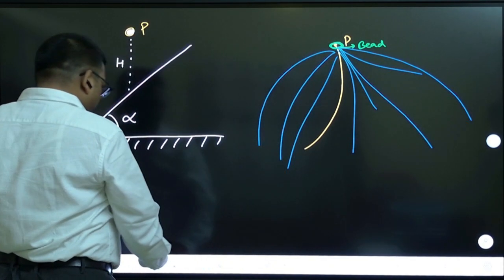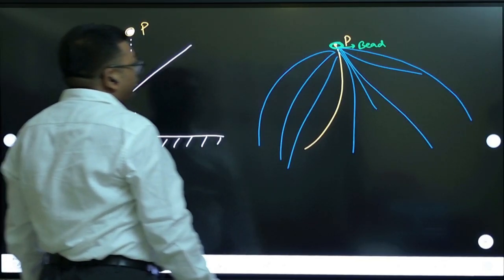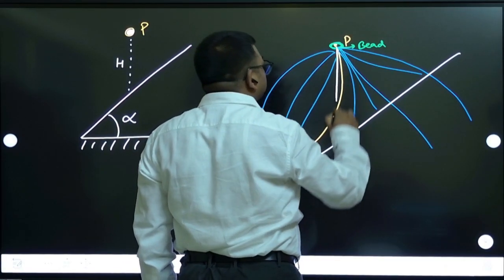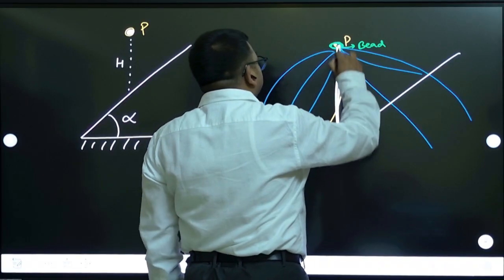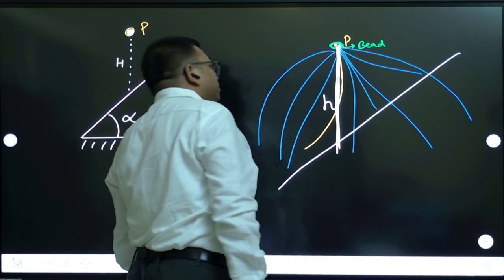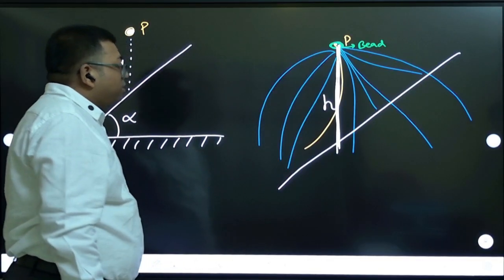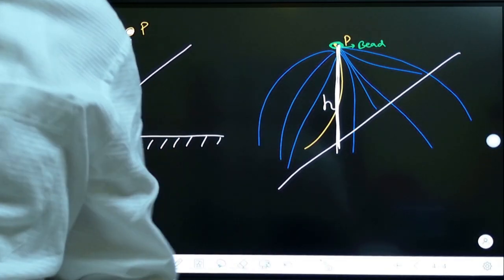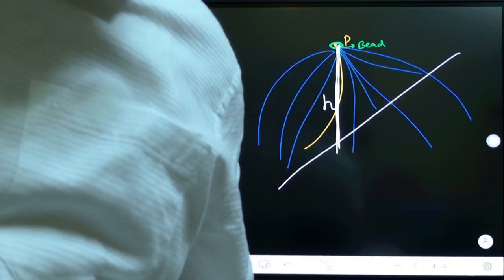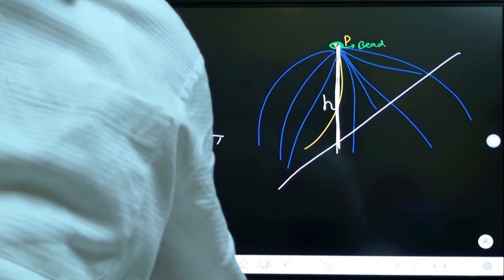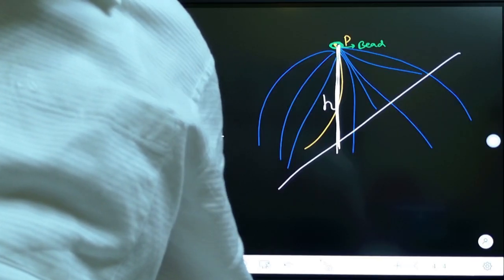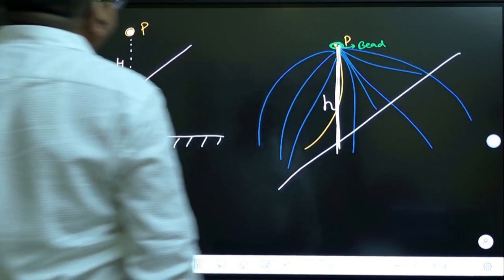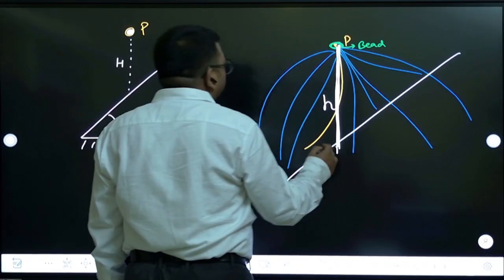But what is given is the height. From this, the height is given. Height means this distance they have given. So the question is how much is the minimum time they will take? That is the question. One of the beads reaches the incline in minimum time. So many beads you are releasing, but one of the beads reaches here in minimum time.